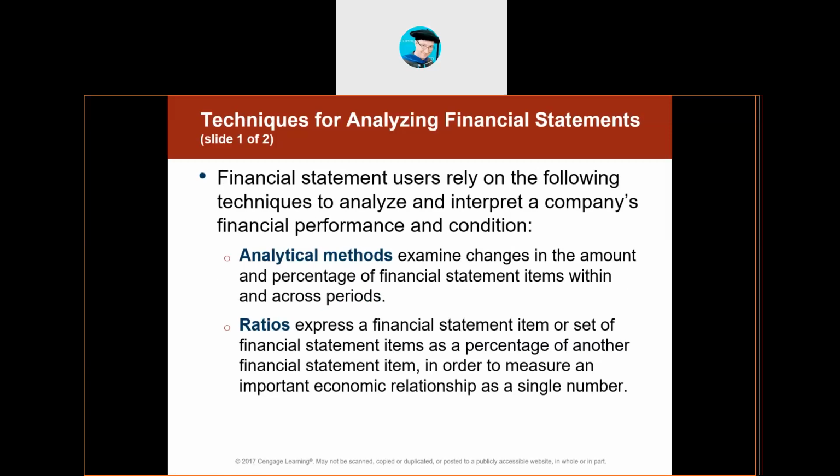There are a couple of techniques that we utilize to evaluate the financial performance of a company. We use analytical methods and ratios. For analytical methods, we look at the percent changes of financial statements from year to year. We utilize what's called a horizontal analysis and a vertical analysis. These are the analytical methods we utilize to look at percent change over time, and we also look at it from a dollar change over time.